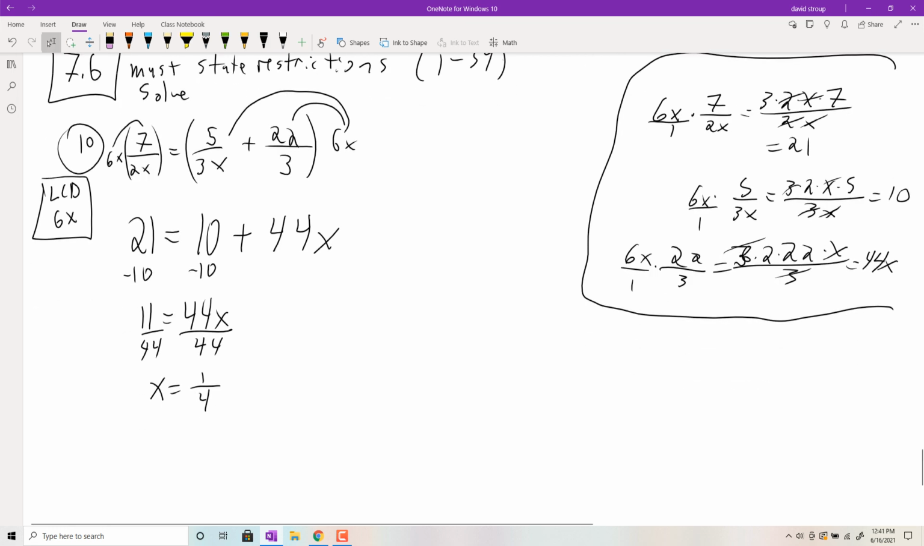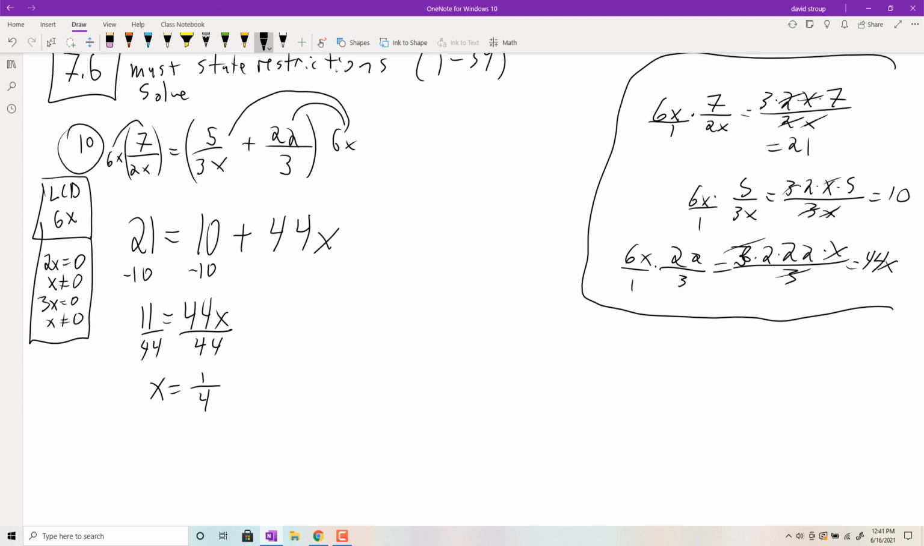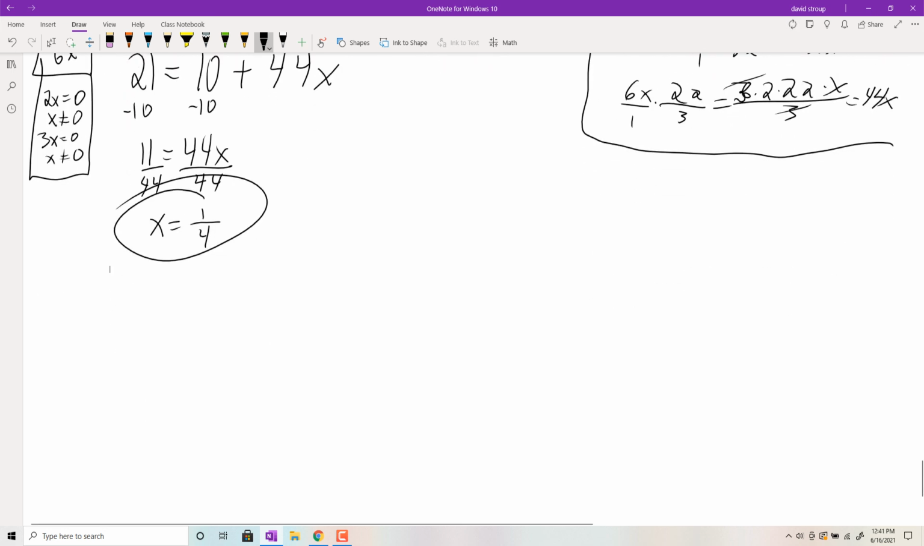Okay, what did I not do? I forgot my restriction, right? So I would have lost points there. You've got to take the denominators and set them equal to 0 if they have a variable. Okay, so 2x equals 0, so x can't be 0. Same for 3x equaling 0, so x can't be 0. Our solution works. 1/4 is not 0, so just circle it, put an arrow towards it or something. Let me know that you know that's the answer. Okay, let's move on.